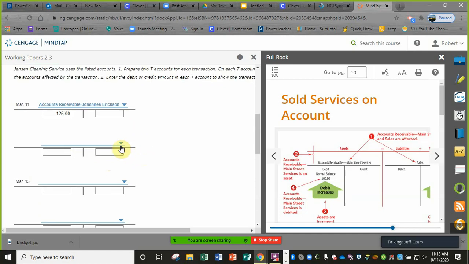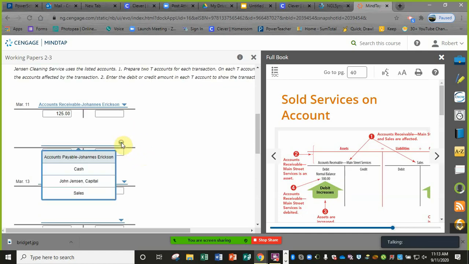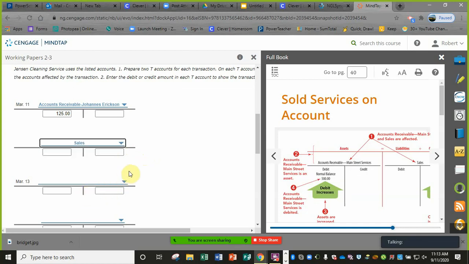And then for the rest of the transaction, it was a sale. So we'll just count that as sales. And that's on the other side of the equal sign. So any increase in sales there goes under credit. So $125 there.